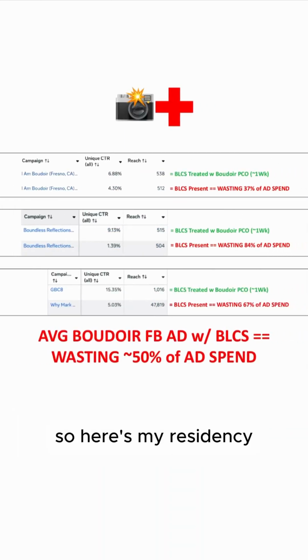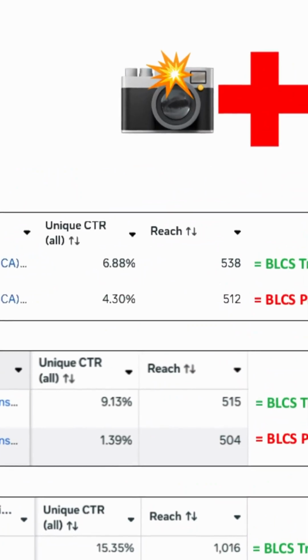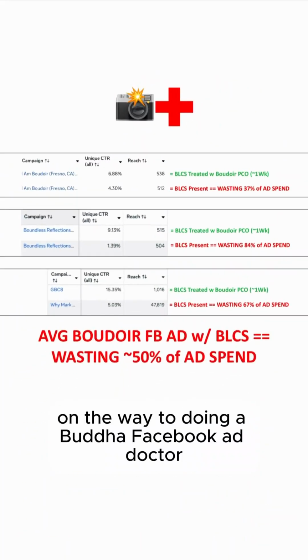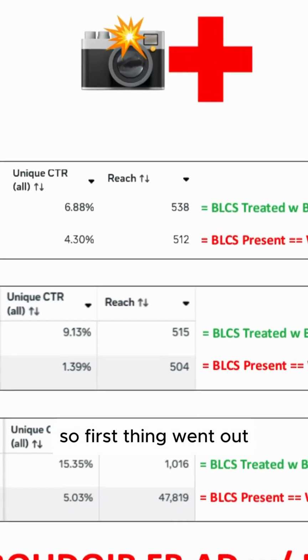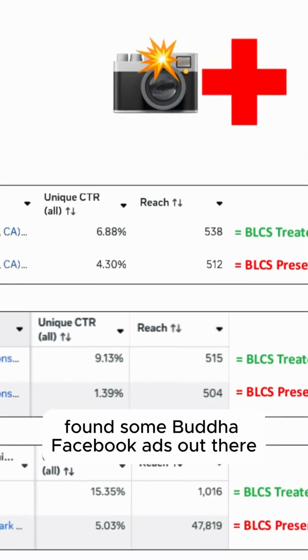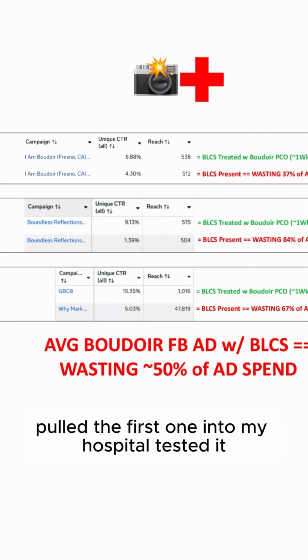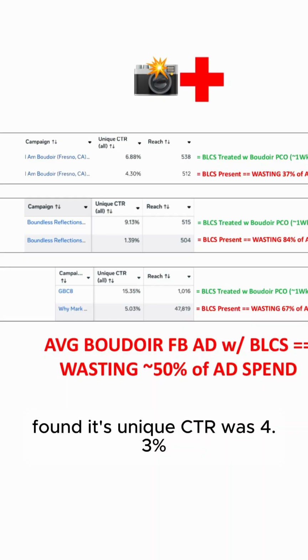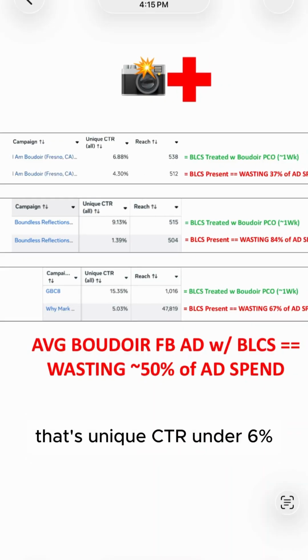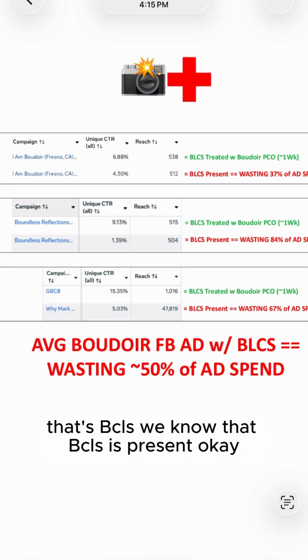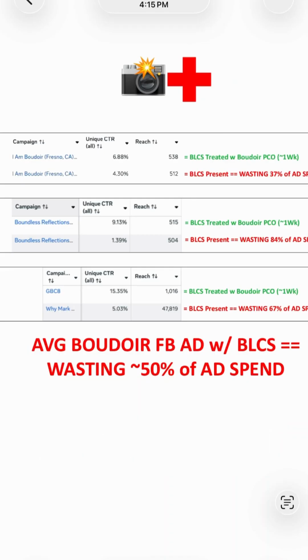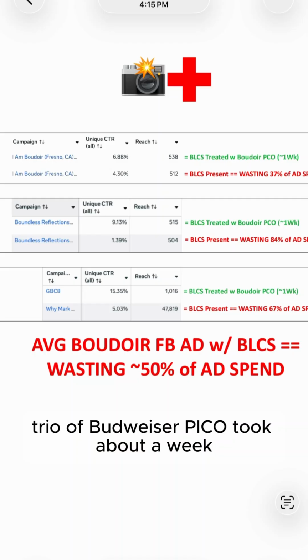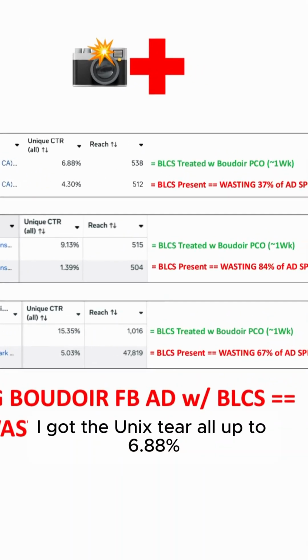So here's my residency on the way to doing Boudoir Facebook ad doctor. So first thing, went out, found some Boudoir Facebook ads out there, pulled the first one into my hospital, tested it, found its unique CTR was 4.3%. That's unique CTR under 6%, that's BLCS. So we know that BLCS is present, okay. So duplicated it, treated with Boudoir Pico, took about a week, got the unique CTR up to 6.88%.